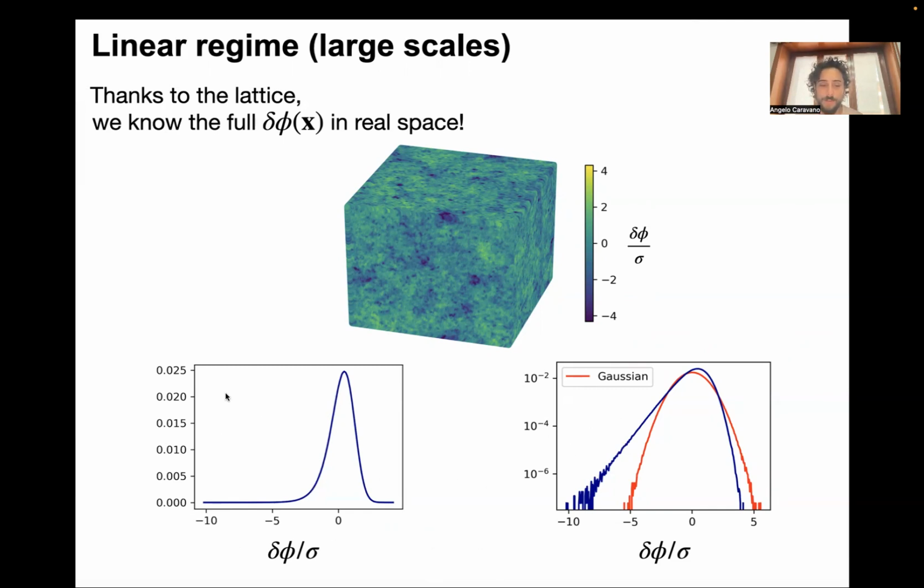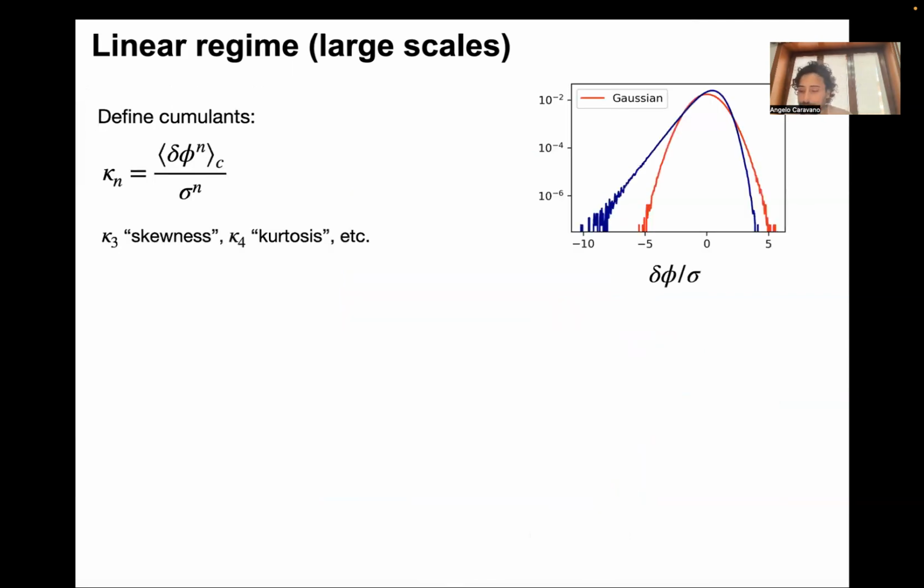These are histograms which are the same, just the right one has a logarithmic scale on the y-axis, where one can see that the shape of the deviation from Gaussianity is very non-trivial. And this is something that you cannot really see with standard perturbation theory techniques. And to quantify this non-Gaussianity, what we can do, for example, is to take the cumulants of these distributions, normalized in a dimensionless way by the correct power of the standard deviation.